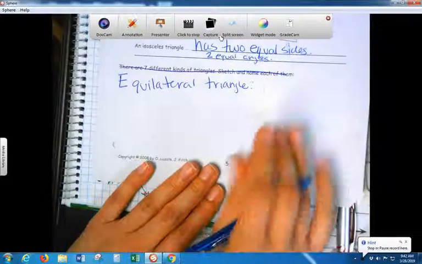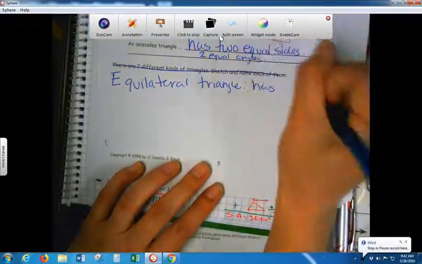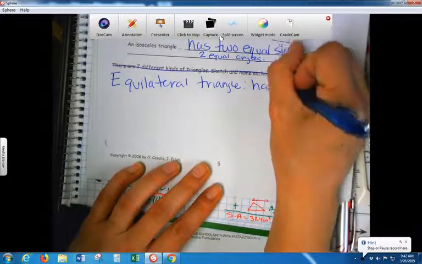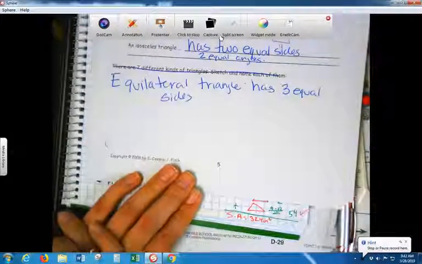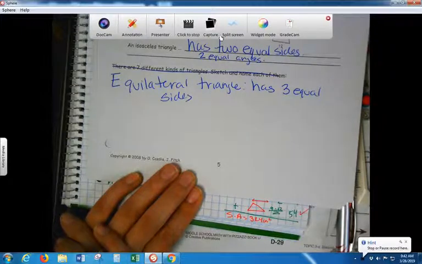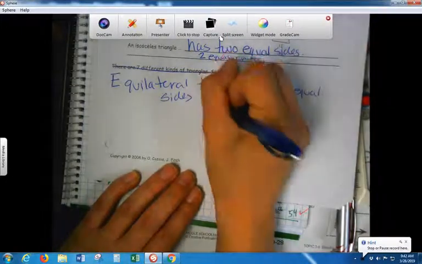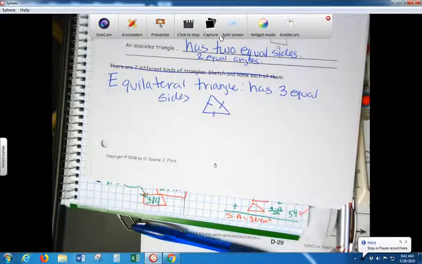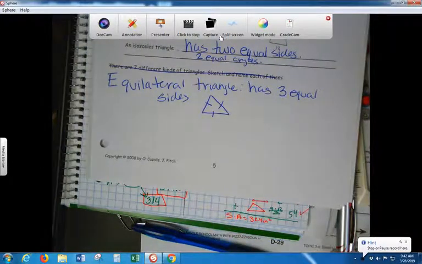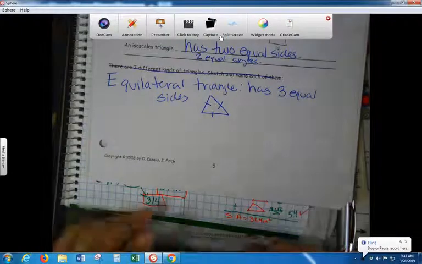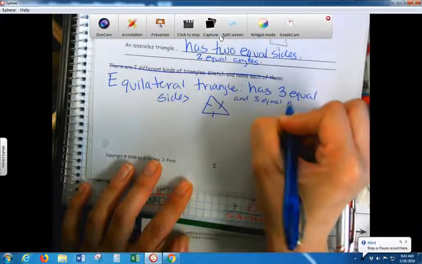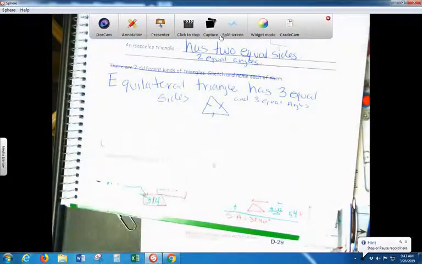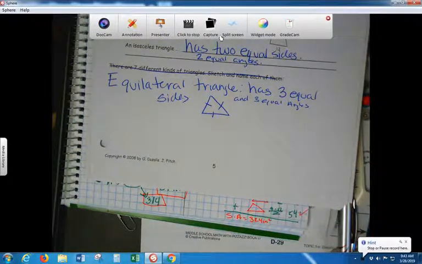An equilateral triangle has three equal sides. Do you remember the one we crossed out? Guess what that's called? An equilateral triangle. You want to know a little secret? If it has three equal sides, it has three equal angles. But you'll learn that in high school. Also, three equal angles. In middle school, you don't need to know about that, but it's kind of like, oh, it's the same thing. Three equal sides, three equal angles.